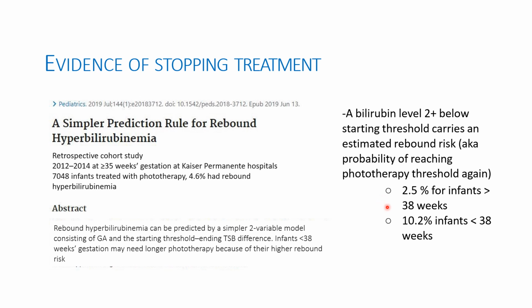They found that for a full-term baby, more than 38 weeks, the probability of rebound drops from 4.6% to 2.5%. It increases to 10.2% if you have a premature baby, less than 38 weeks gestation. So it jumps from 2.5% all the way to 10% if you have a premature baby.